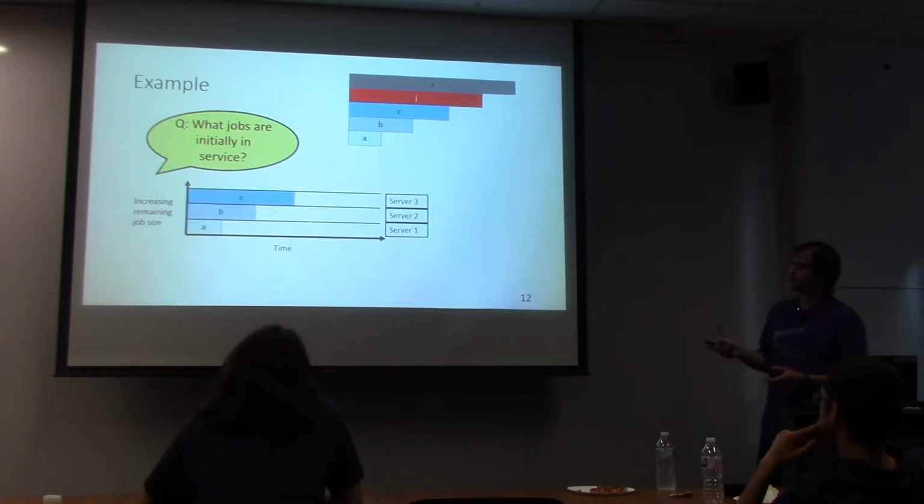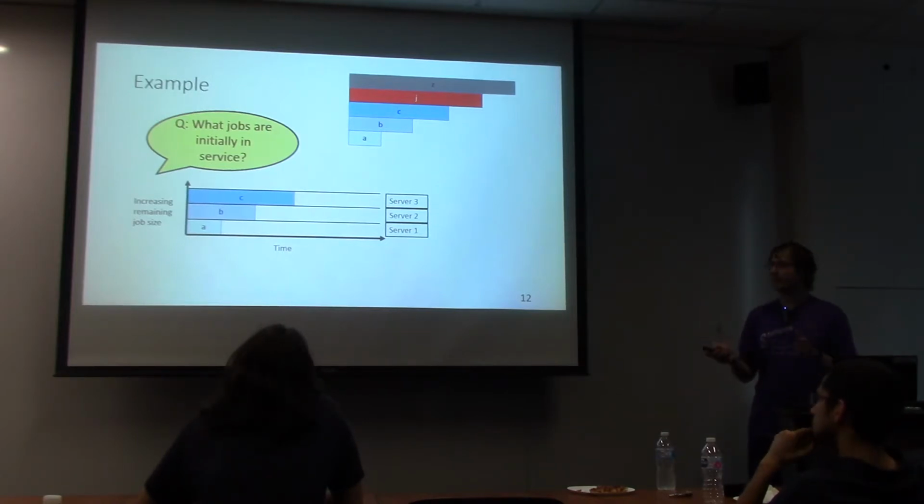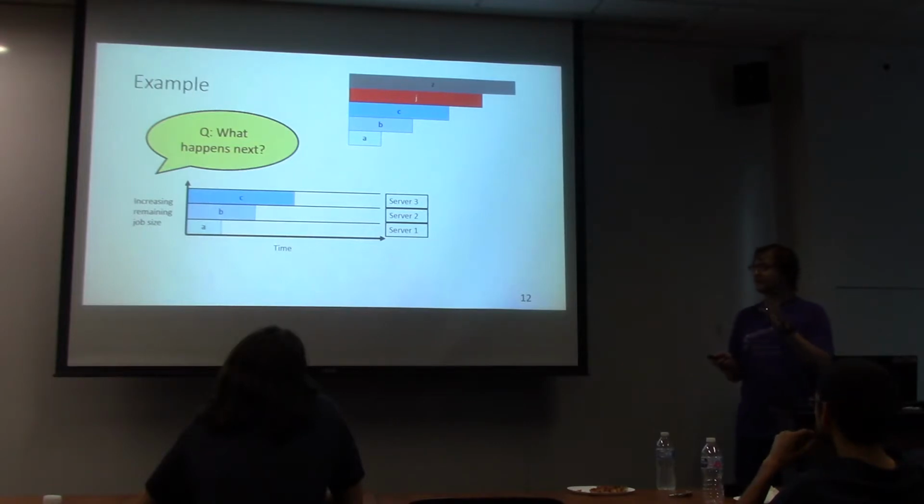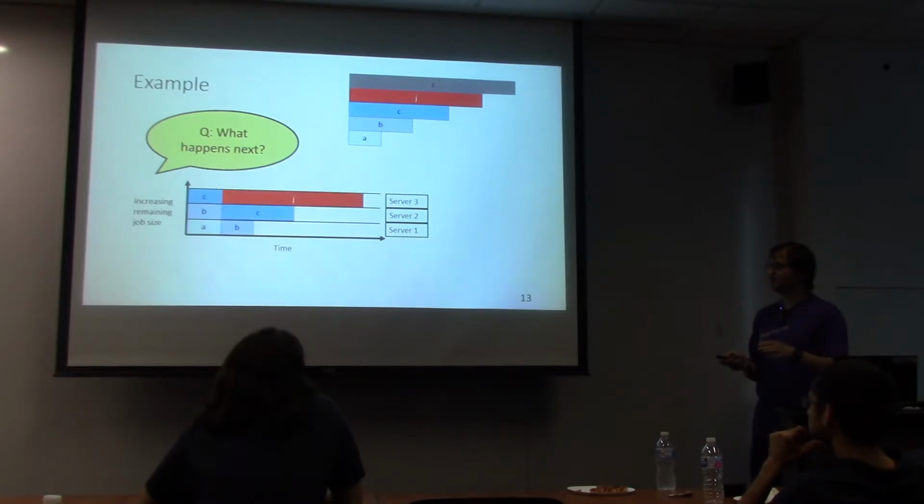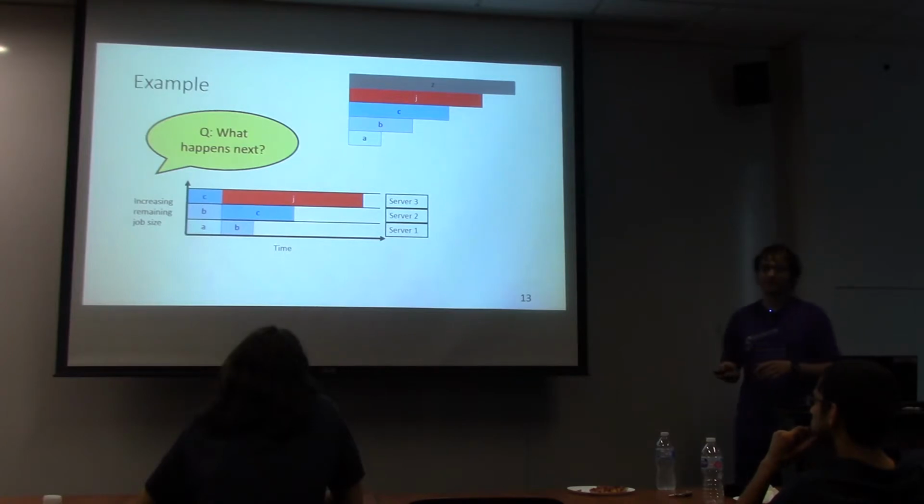ABC, yeah. Perfect. So these are the ones running. Let's say nothing arrives. What's going to happen next? Just shout it out. All right. So I heard 2 things, and they're both right. A finishes service, and J joins the queue. So that's what happens right when A finishes. B slides up, C slides up, and J joins the system.